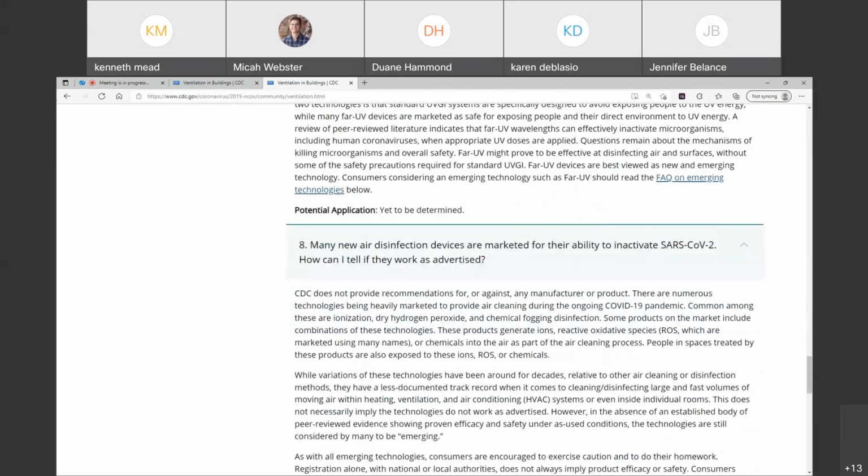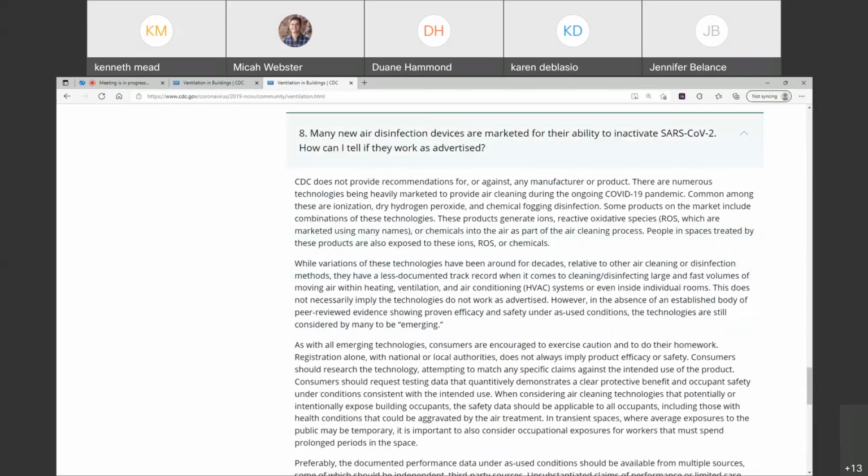CDC as a government entity has to walk a fine line, right? We can't say, yes, use that product, or no, don't use that product. That's really difficult when it comes to emerging technologies, because we know you all are being hit with a lot of salespersons representing a lot of products, some of which probably work great, others maybe not so great. How are you supposed to know the difference between the two? So we talk about the emerging technology concept.